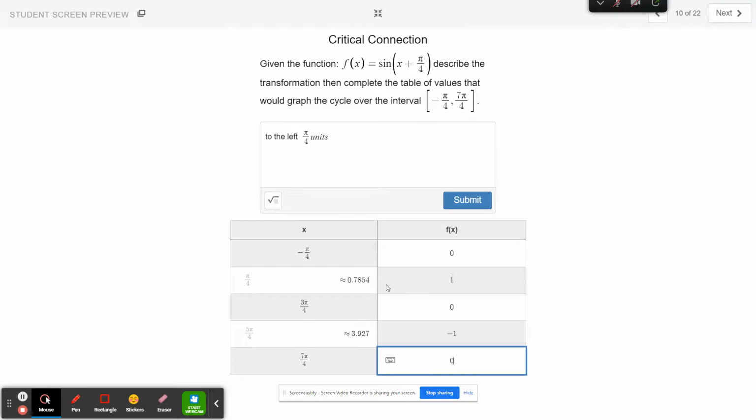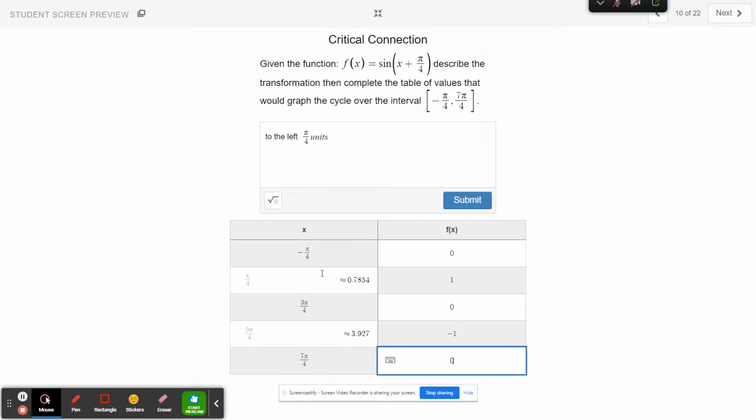Okay, so you notice, right, on the other slides my outputs are 0, 1, 0, negative 1, 0. The only time these are going to change is when my amplitude is bigger or if it's been shifted up with a k. All right, so our parent function always produces these. So left and right on the parent function should not change my y values.